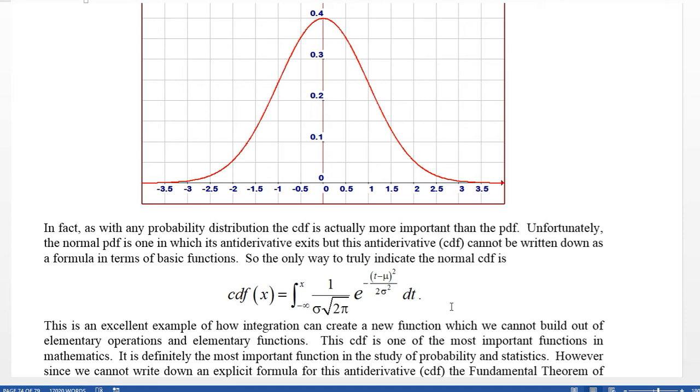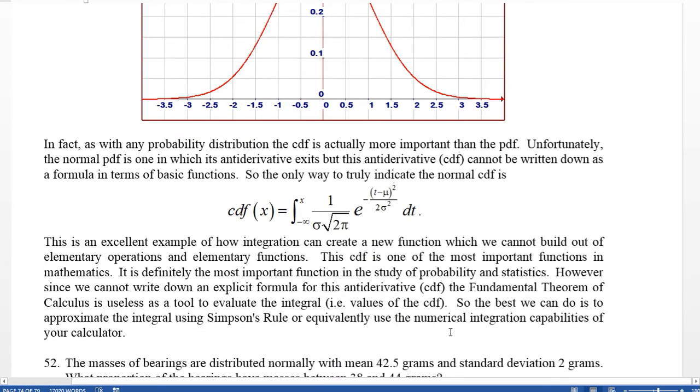So this is a good example of how integration can actually create a new kind of function which we cannot build up out of pieces of elementary operations and elementary functions. In fact, this CDF is one of the most important functions in all of mathematics. It's definitely the most important function in the study of probability and statistics, and pretty much everywhere. So since we cannot write down an explicit formula for this antiderivative, the fundamental theorem of calculus is going to be pretty useless as a tool for evaluating this integral, or in other words, to be able to find values of the CDF and thus find probabilities.